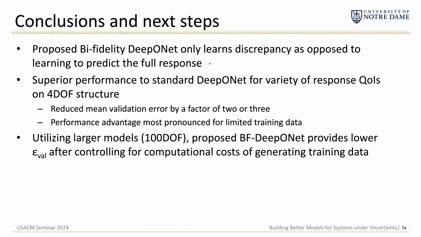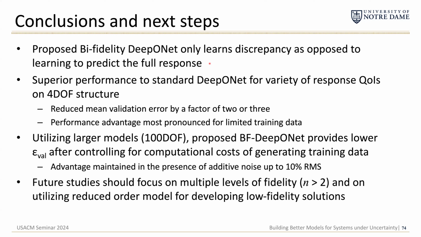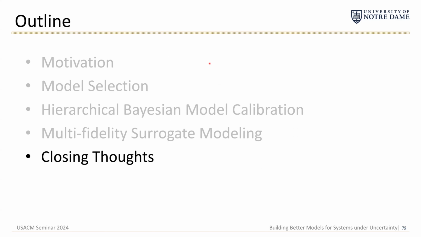And even if we use larger models and control for computational costs, a bifidelity DeepNet still performs well. And this is even in the presence of noise. And so moving forward, we're looking at, well, what happens if we have multiple levels of model fidelity beyond just 2, as well as starting to use reduced order models to have even lower level fidelity type representations. And so I realize I'm quickly running out of time.